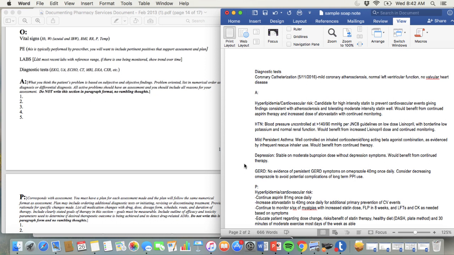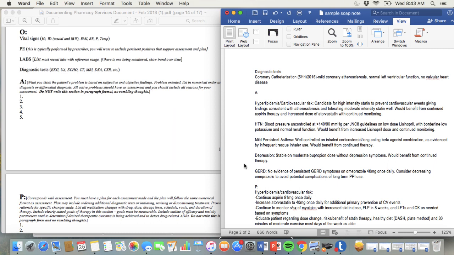So your verbiage and the way that you put things in the assessment, you're going to use statements like candidate for and would benefit from, and you're going to be a little bit more vague because you want to justify what is coming in the plan. So this patient, because of the diagnosis of atherosclerosis, is a candidate for high-intensity statin per ACC/AHA guidelines.